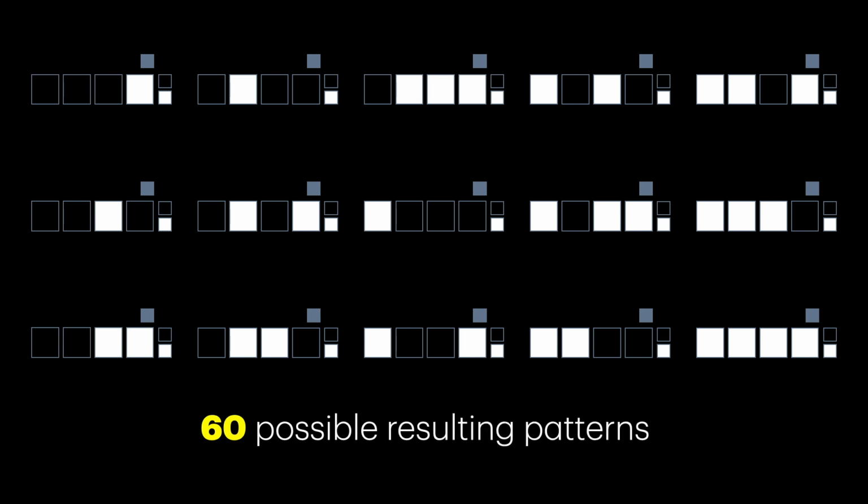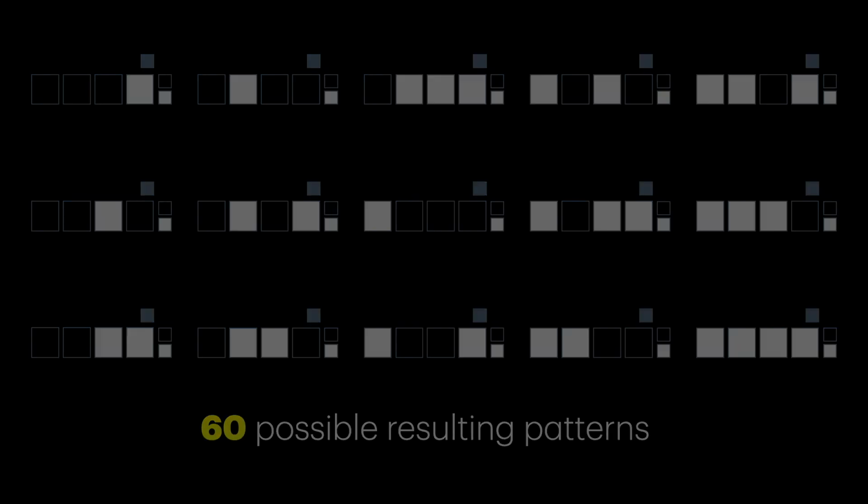I'm not going to show you the 60 possible resulting patterns for the 3n plus 1 phase of the algorithm on the most significant nibble here. But I've left a link to a spreadsheet down there in the video description. You may check it later, if you want.